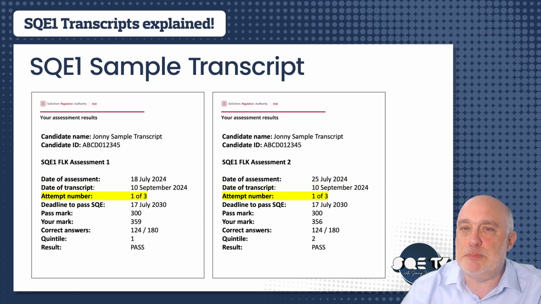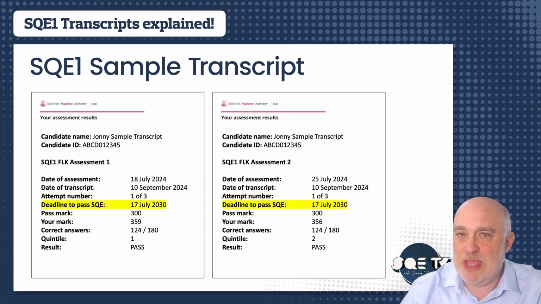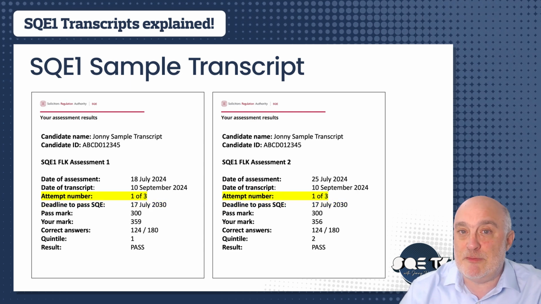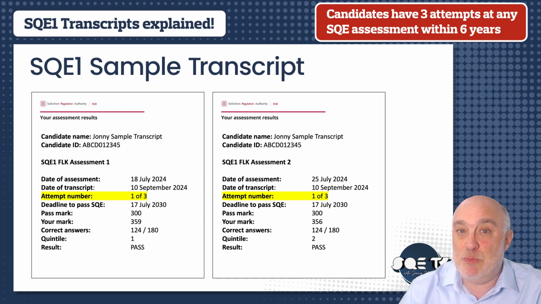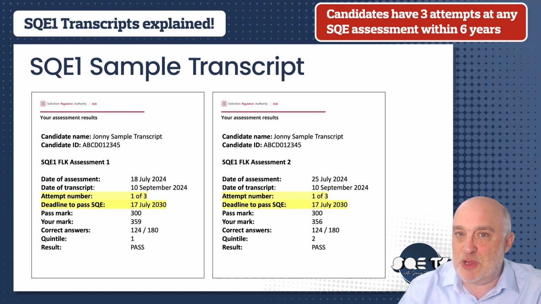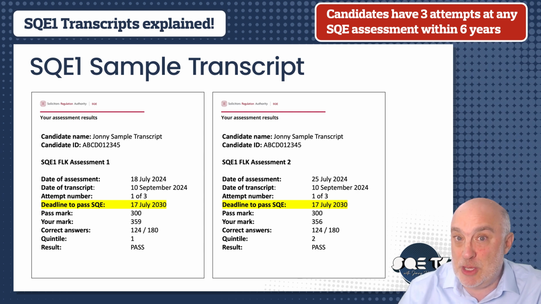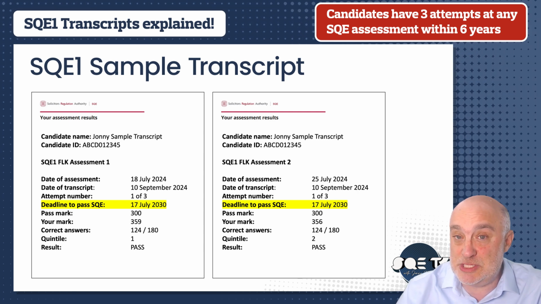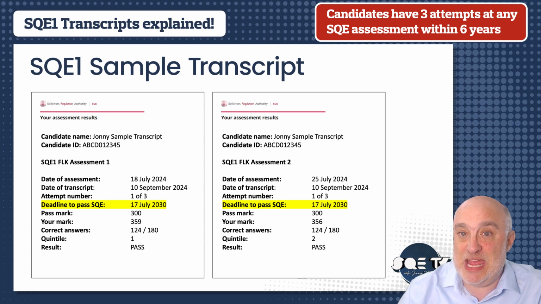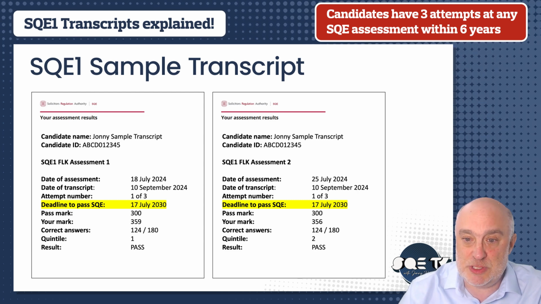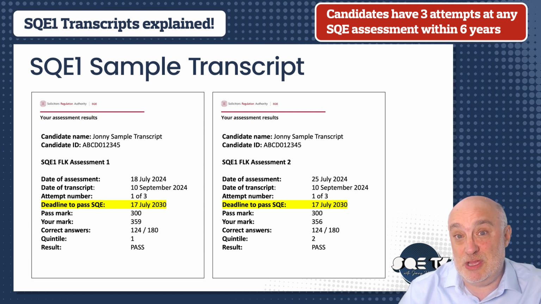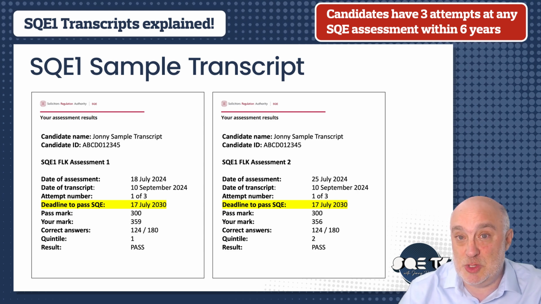They deal with the attempt number and the deadline to pass the SQE. Now you can see this particular candidate was on their first sit of 3 because you have up to 3 sits for any assessment within a 6-year period, and that's critical. And therefore the deadline to pass the SQE for this candidate, and this is the whole of their SQE journey, including SQE2, is 6 years from the date of their very first SQE assessment. Here, the FLK1 assessment on the 18th of July 24. So they've got effectively until the 17th of July 2030 to pass their SQE2 exam.